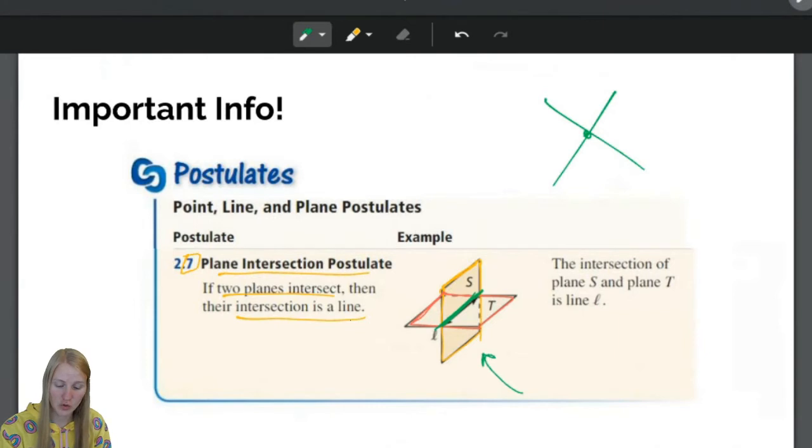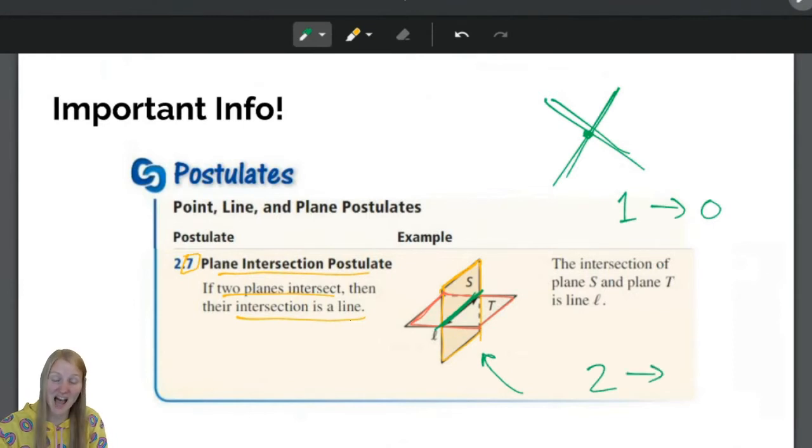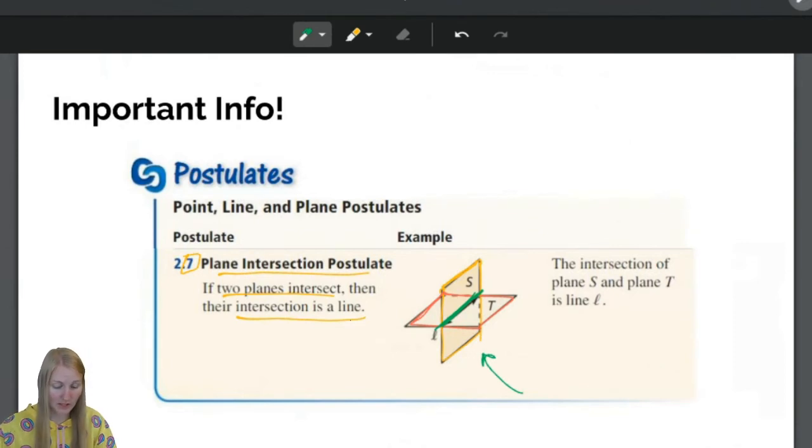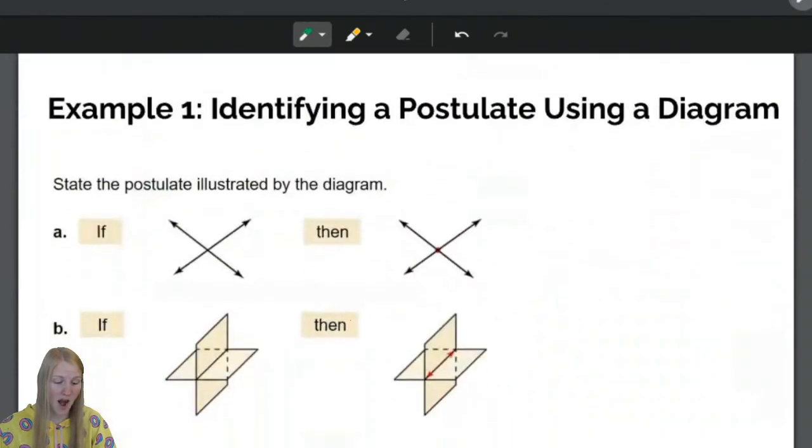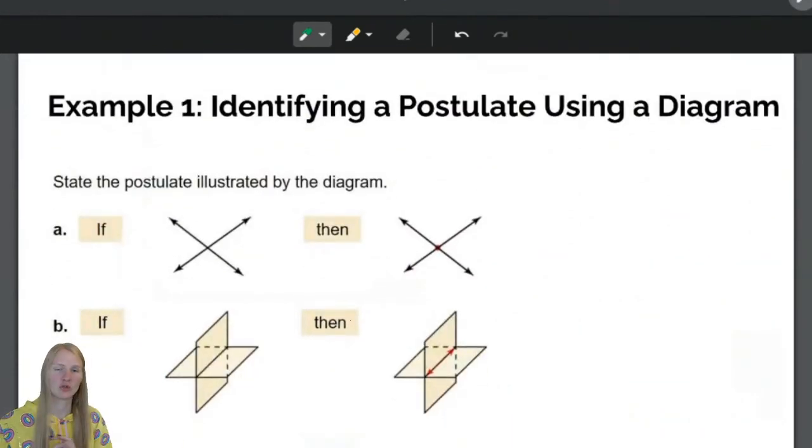See how 2 lines, remember lines are 1-dimensional, and their intersection is a point, which has 0 dimension. Planes are 2-dimensional, but their intersection is a line, which is 1-dimensional. So the intersection of 2-dimensional figures gives you a 1-dimensional figure. The intersection of 1-dimensional figures gives you a no-dimensional figure. I thought that was interesting. Okay. That is all of our postulates. Now, we're going to do some examples using those postulates.